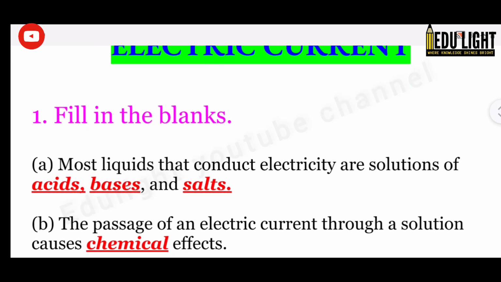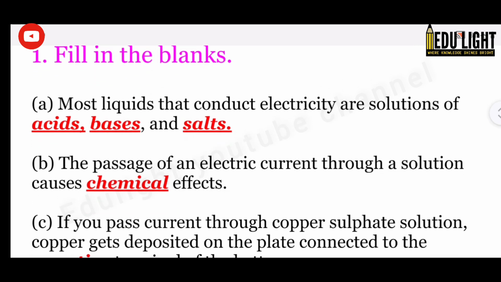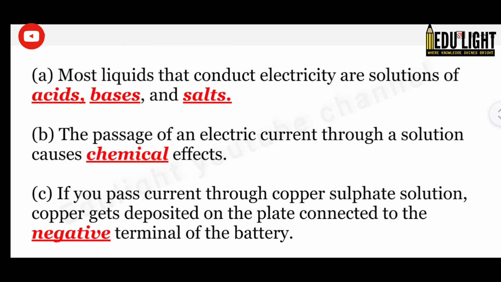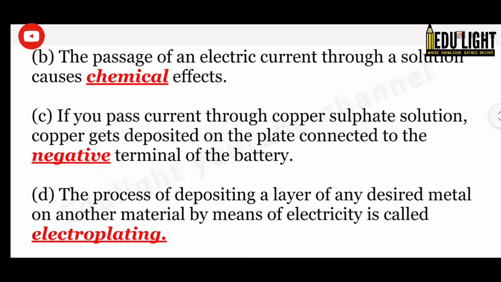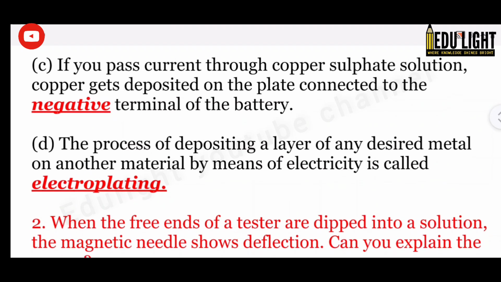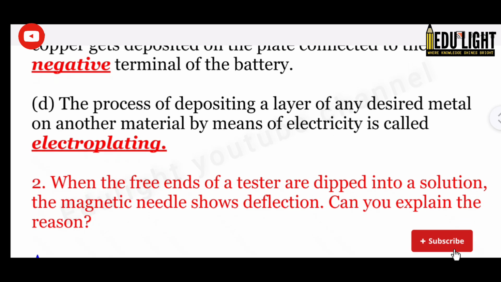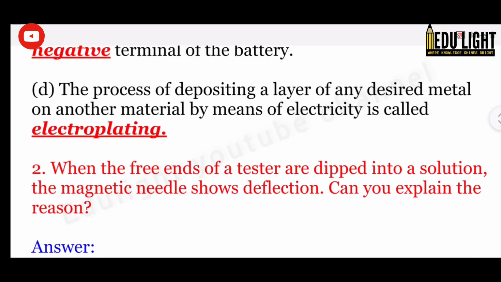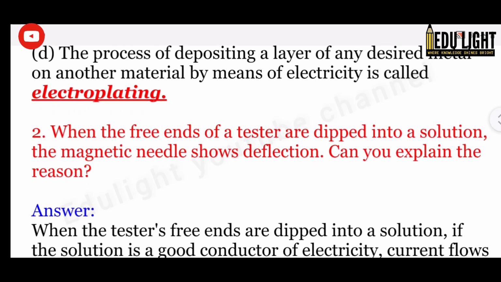First, fill in the blanks. A. Most liquids that conduct electricity are solutions of acids, bases, and salts. B. The passage of an electric current through a solution causes chemical effects. C. If you pass current through copper sulfate solution, copper gets deposited on the plate connected to the negative terminal of the battery. D. The process of depositing a layer of any desired metal on another material by means of electricity is called electroplating.